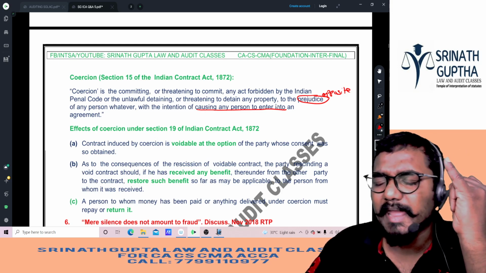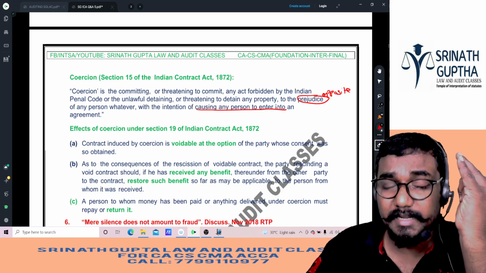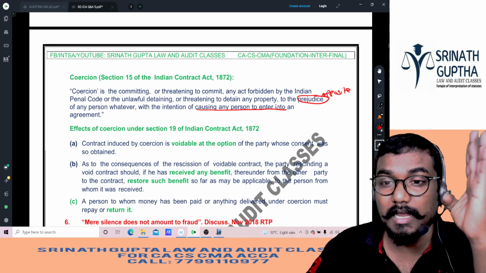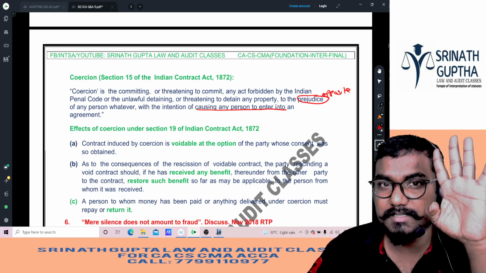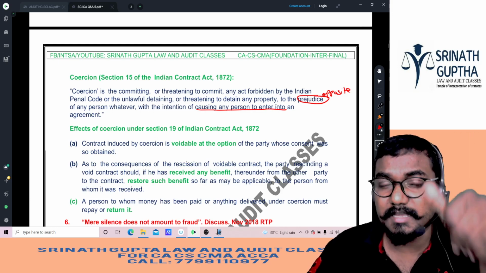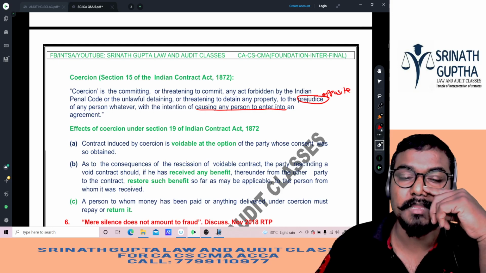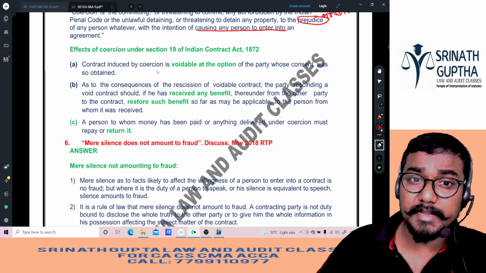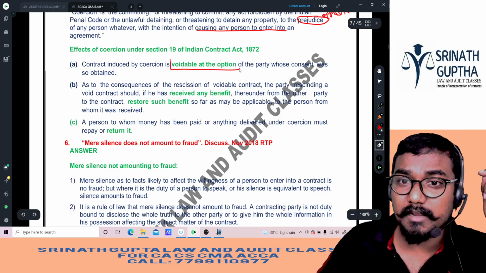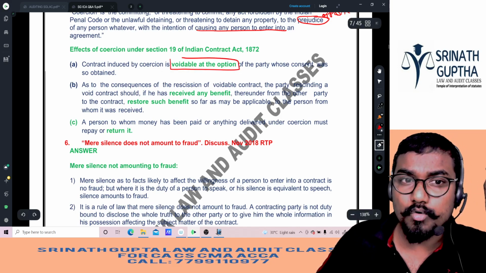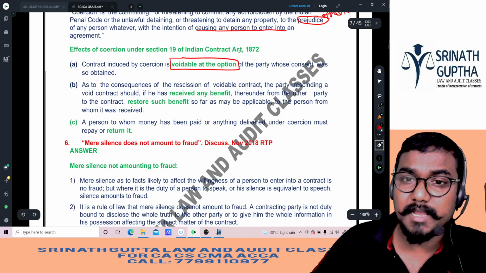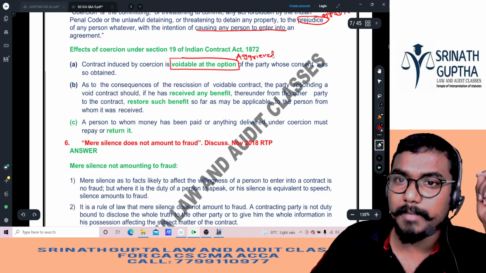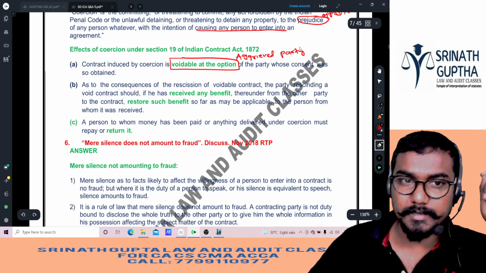Coercion means committing an act forbidden by IPC, or threatening to commit an act forbidden by IPC, unlawful detaining of the property, threatening to detain the property unlawfully. If any of these 4 things are there, then because of these 4 things he is entering into agreement. That is a coercion. Next, effects of the coercion, beta. Contract induced by coercion is voidable at the option of the party whose consent was obtained. That is, it becomes voidable at the option of the aggrieved party. Which party, beta? Aggrieved party.